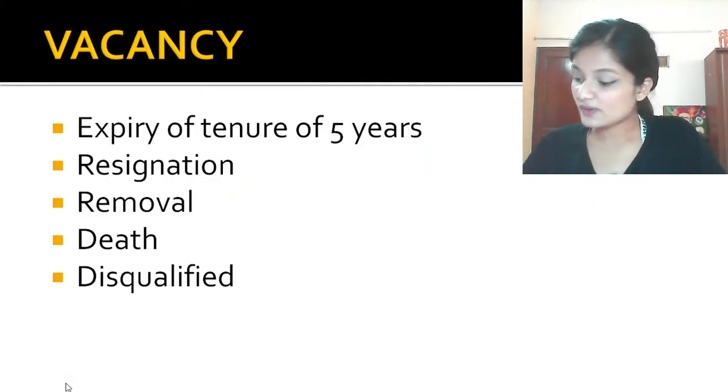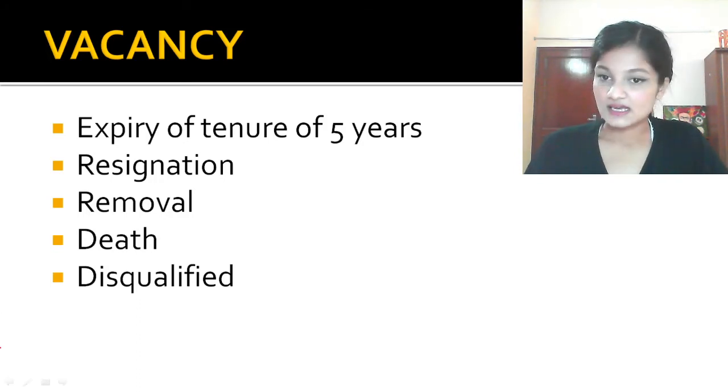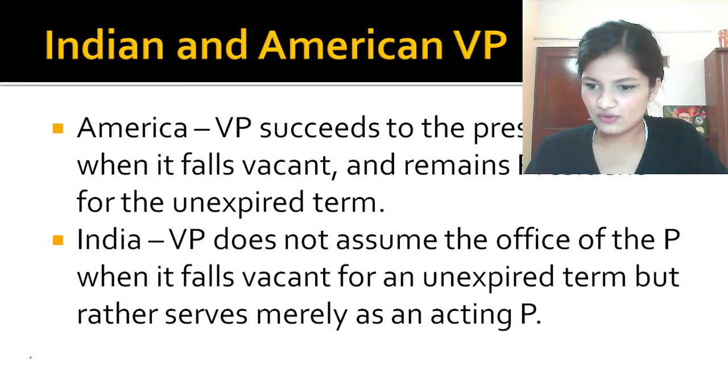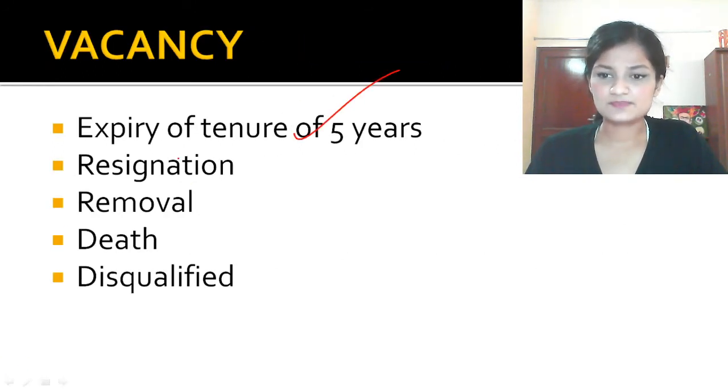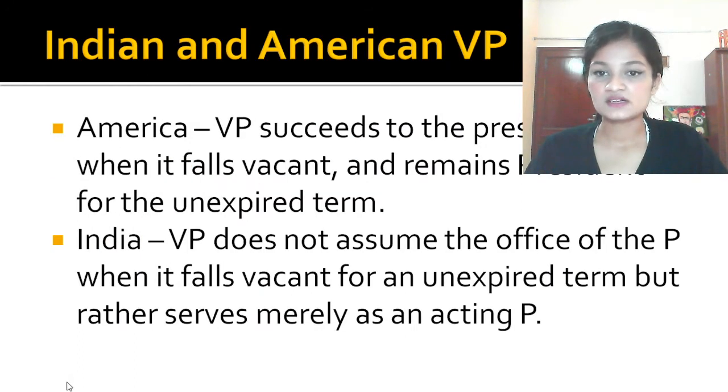The next thing that we are going to quickly see is the case of a vacancy. So a vacancy in the vice president's office can occur in any of the following ways. First, on the expiry of a tenure of 5 years, on his resignation, on removal, on death, or if he is disqualified. So, if the vacancy is going to be caused by the expiration of the term of the sitting vice president, an election to fill the vacancy must be held before the expiration of the term.